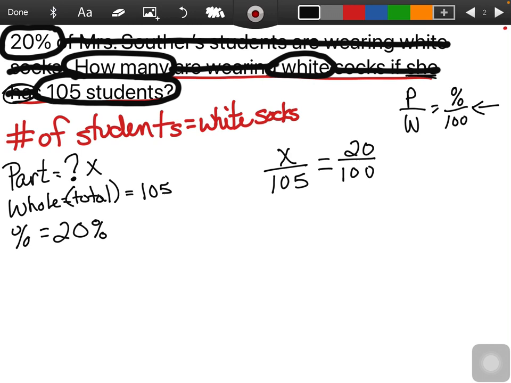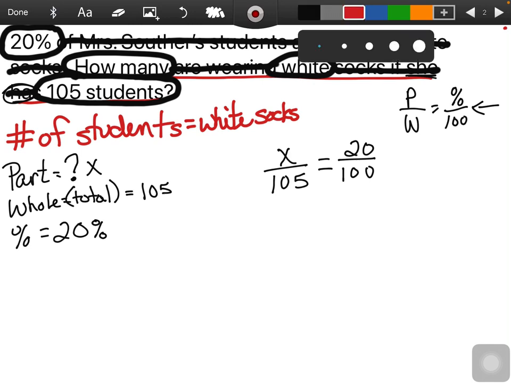Okay, so here's where I have some choices. I can just do some multiplication right here, or I can do some reducing of my fractions. If you're one that wants to make life a little bit easier, reduce your fraction. Well, I know if I divide my percent by 10, I can get rid of both of these zeros. This only works when you have two zeros at the end.